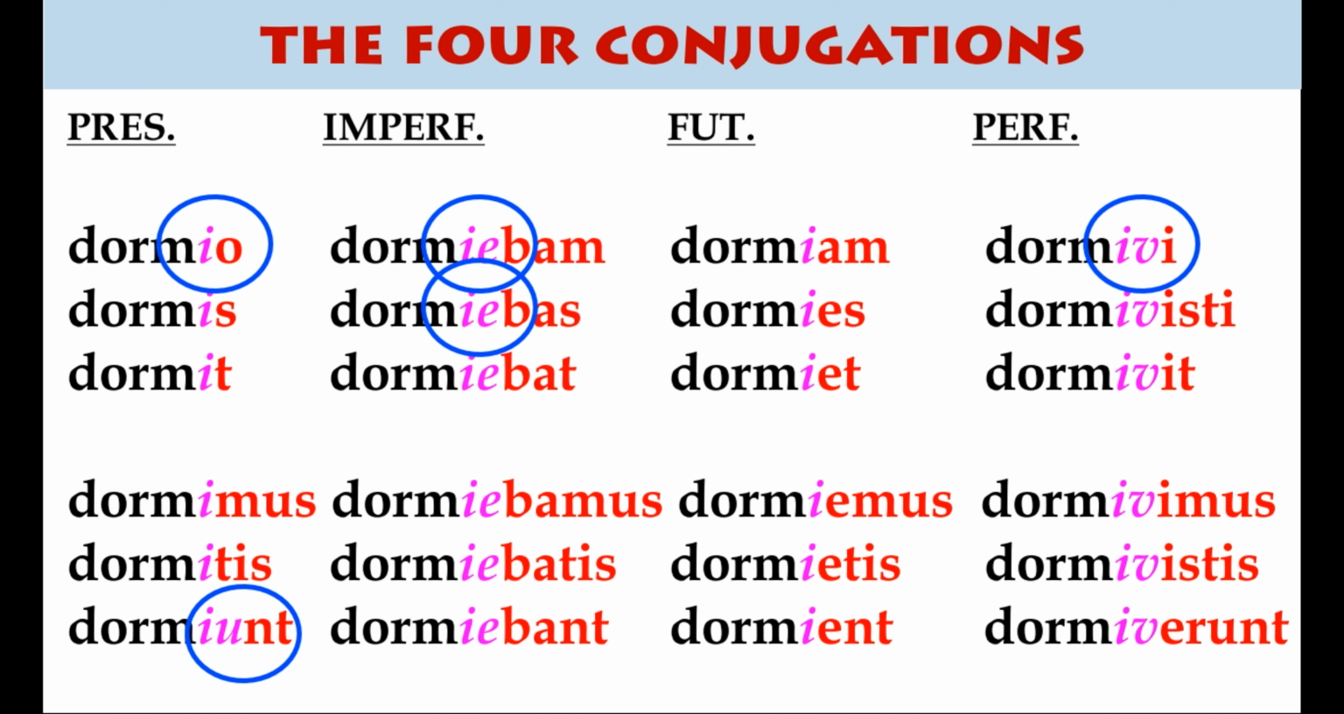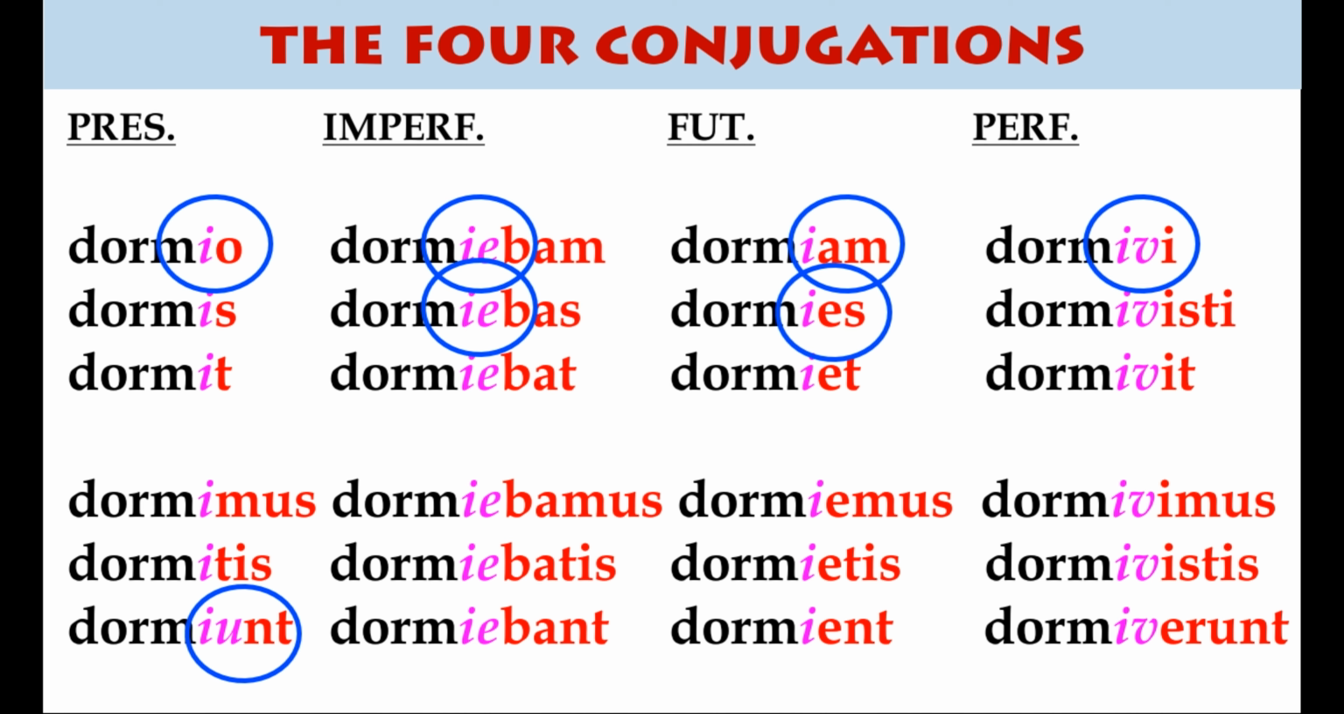The future tense is a nuisance with the third and fourth groups. The future tense doesn't do what the first two groups did, the bo, bis, bit, bimus, bitis, bunt. Instead, it follows this pattern with am and es and et. But of course, because this is group 4, you've got that I in there. Dormiam, dormies, dormiet, dormiemus, dormietis, dormient.